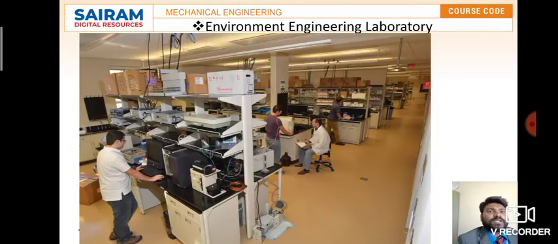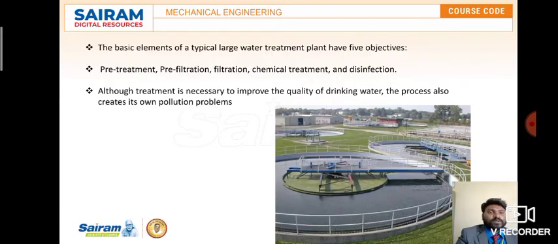Next one, there is a picture which I have posted here for your reference, a sample picture which resembles environmental engineering laboratories. So they will check each and every field, like soil, air, plants, forests, noise pollution. So all the areas they will check, and then they try to improve the quality of life of human beings.